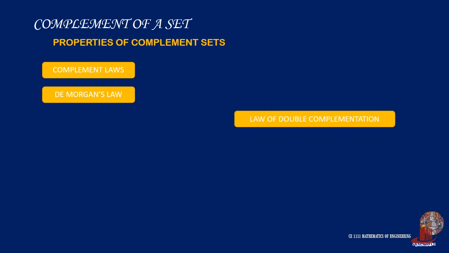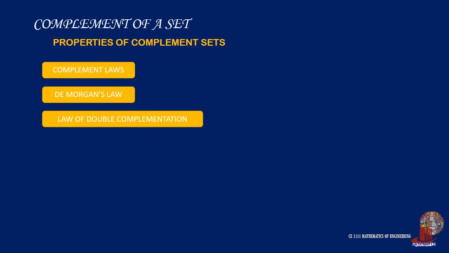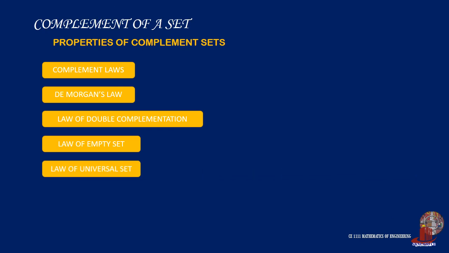The third property is what we call law of double complementation, which states that the complement of A prime is just equal to set A. The law of empty sets states that the complement of a null set is the universal set. The last property is what we call law of universal set. It states that the complement of a universal set is null.